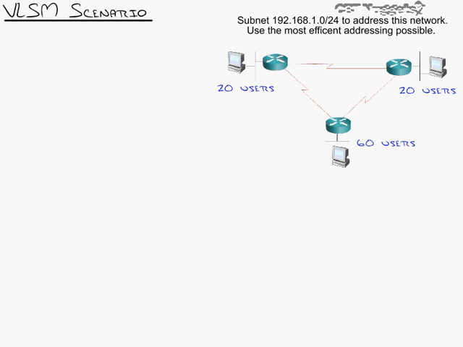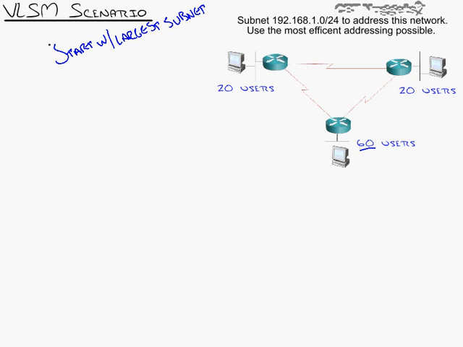So what I'm going to do is squish that network diagram up in the corner so we have some working space here, and look at the scenario one more time. We need to subnet 192.168.10 to address the network using the most efficient addressing possible. Whenever you see that, think VLSM, and then think the whole key behind VLSM is to start with the largest subnet. Now, looking at that diagram, what is the largest subnet? That one. 60 users right there. So we need to start with that one.